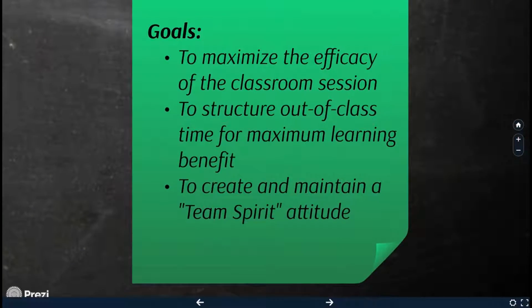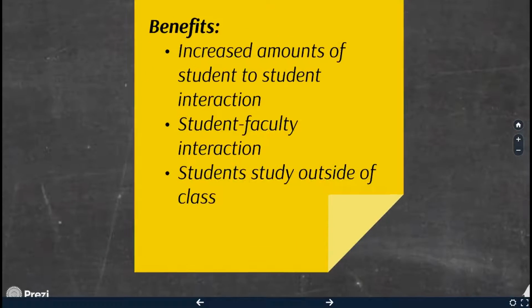Goals. The goals are to maximize the efficacy of the classroom session, to structure out-of-class time for maximum learning benefit, and to create and maintain a team spirit attitude. Benefits. This provides an increased amount of student-to-student interaction, student-to-faculty interaction, and students study outside of class.